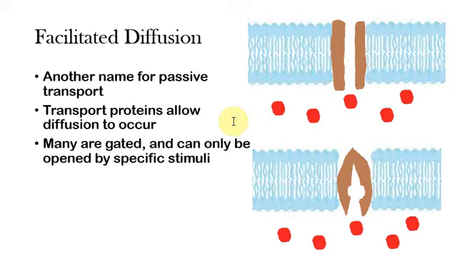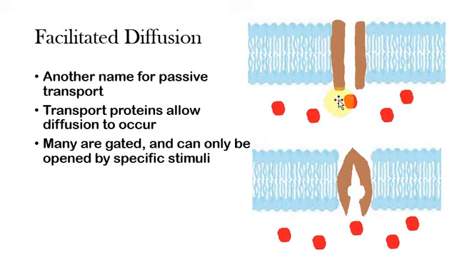On the other hand, if you have certain other solutes or other particles, such as small ionic compounds or water, which is polar, you'll need a transport protein. Now, facilitated diffusion, as the name suggests, uses diffusion, but is facilitated in that it has a protein to allow it to occur. So, transport proteins allow diffusion to occur.